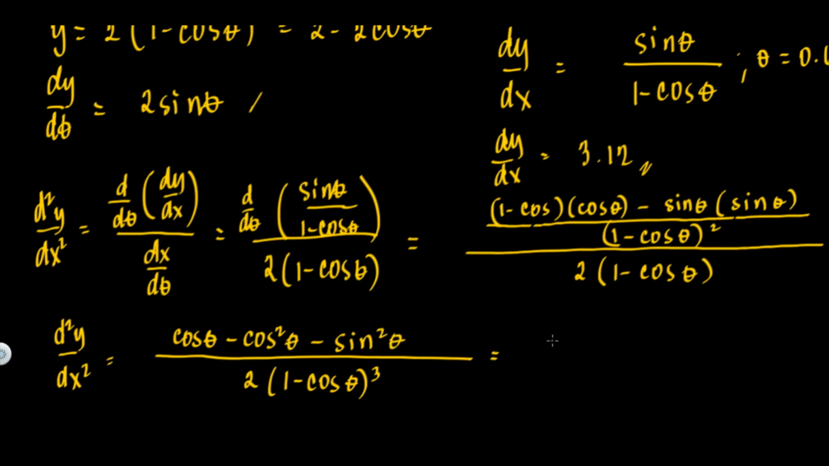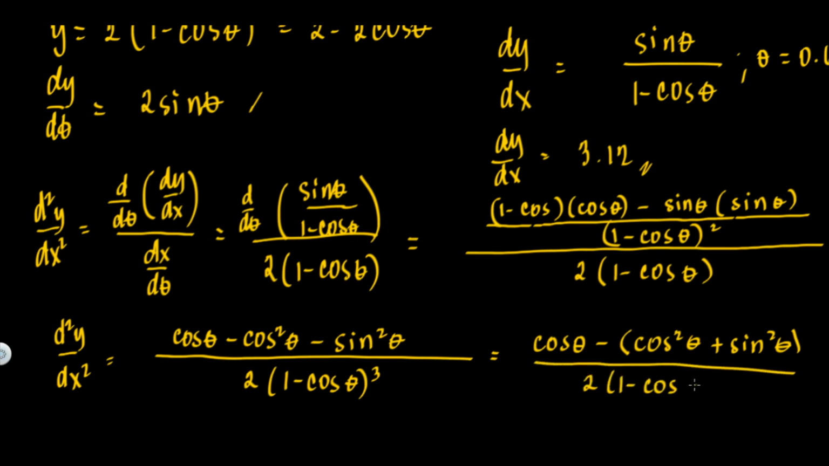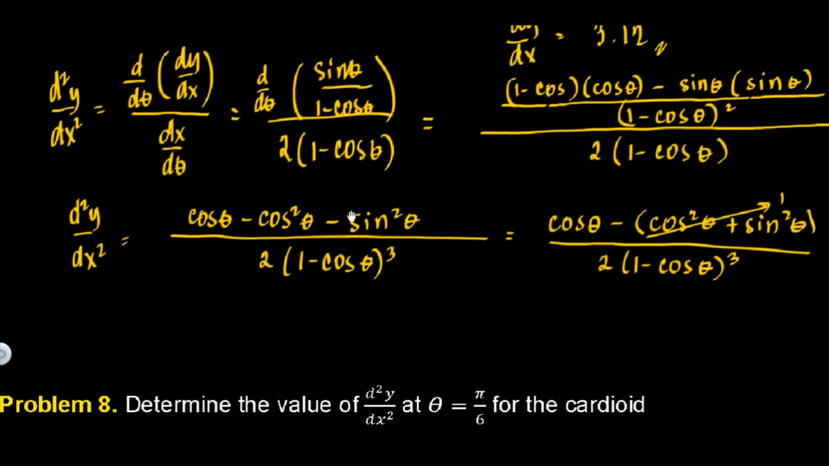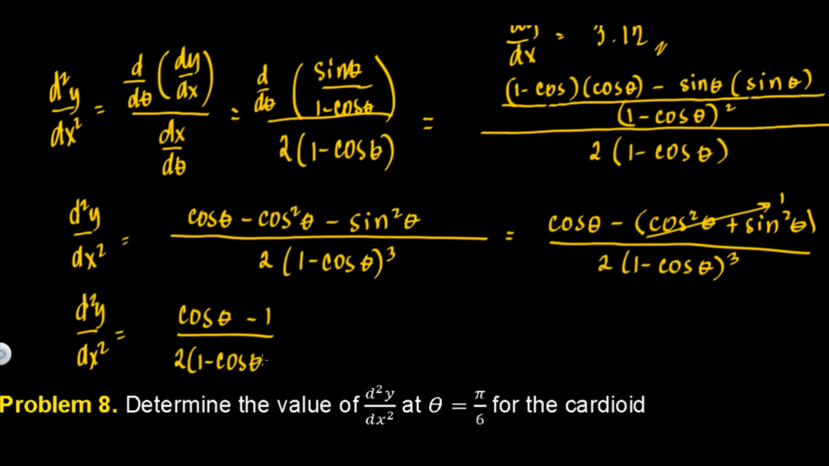So equals, cosine theta, then take out the negative: minus cosine square theta plus sine square theta, over 2 times 1 minus cosine theta cubed. This is 1, right? Okay. So we have d square y over dx square is cosine theta minus 1 over 2 times 1 minus cosine theta raised to 3.